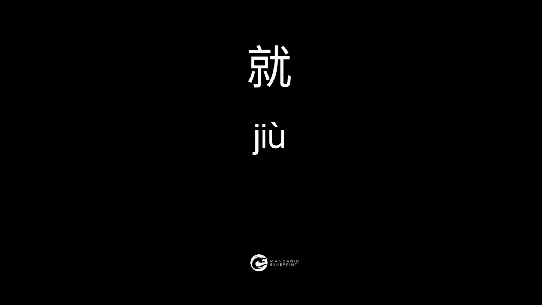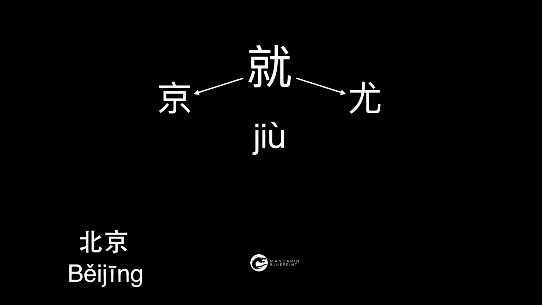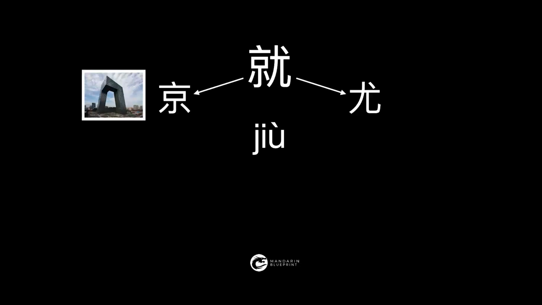Now, before we get into the usages of jiu, I want to show you how the character is broken down. First of all, we have these two components. The left side component is the full Chinese character for jing, which means capital. And naturally, I think of Beijing when I think of this character. So I like to think of the most iconic building to me in Beijing, which is the CCTV tower. That's the CCTV television network tower. It's such an interesting looking building.